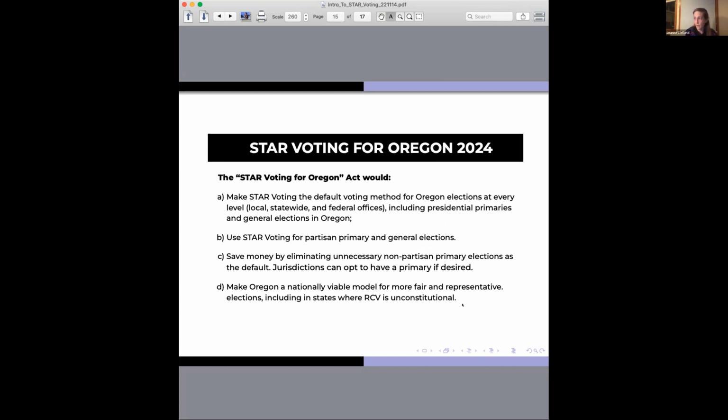It would make STAR voting the default voting method for Oregon. It does allow local jurisdictions to try other things if they want to. It's not a must do, it's just the default. It would use STAR voting for partisan primary and general elections. And in nonpartisan elections, such as city councils, you could eliminate the primary entirely, because you can have one election that does it all, although jurisdictions could still opt to have a primary if they want. And the idea here is just to have Oregon be a test case. We need some on the ground experience with this method, just like all the other methods, to see how they work in practice and to see how voters like them.